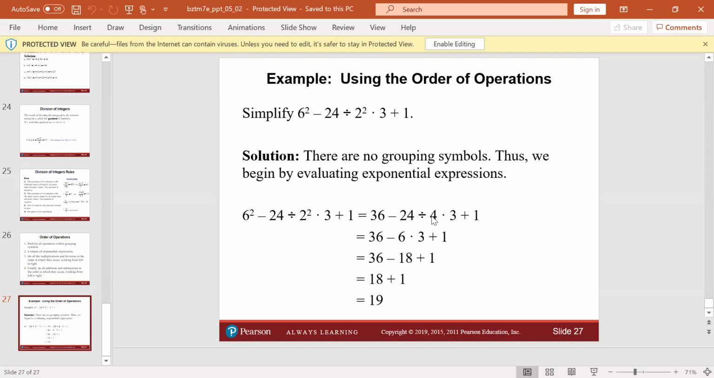So first we do 24 divided by 4, we get 6. Then we do the 6 times 3, we get 18. Does it make sense how we got to there? Everything straightforward, left to right.